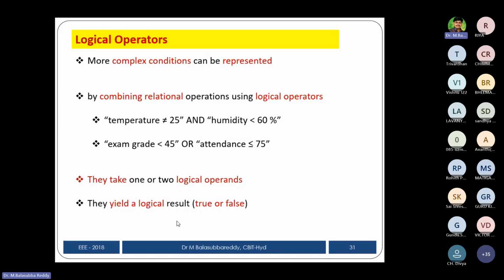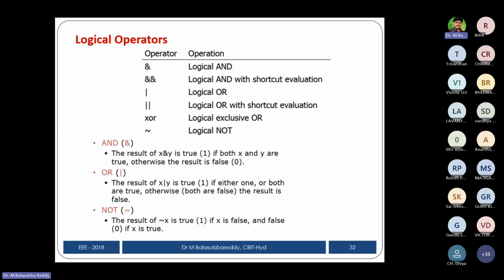So now we can see that the condition is what? Temperature not equal to 25, one condition. Humidity less than 60 is another condition. And they made it logical and. So this must be true and this must be true. Then only is the total system true. Or if any one is true, it will be accepted. So that's the and symbol and or symbol. There are logical operators.